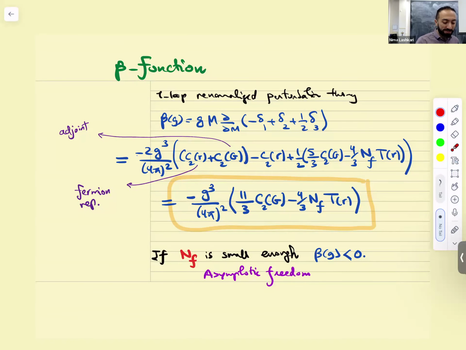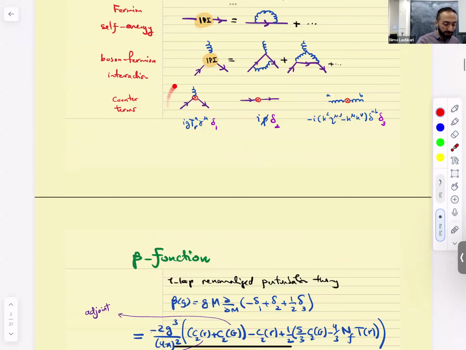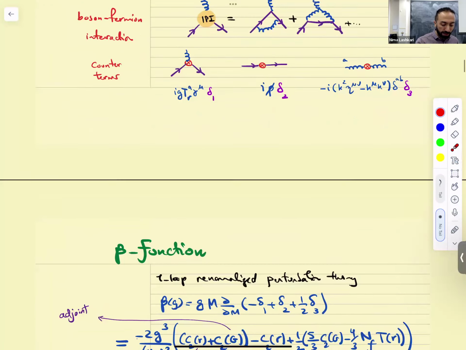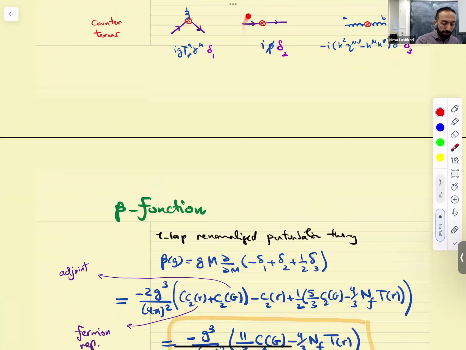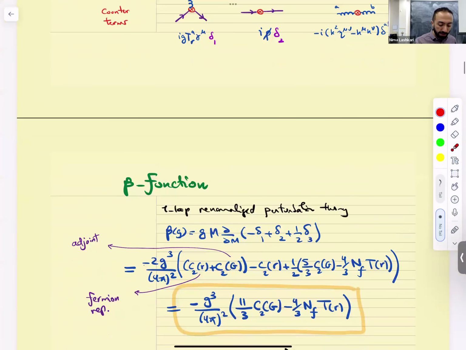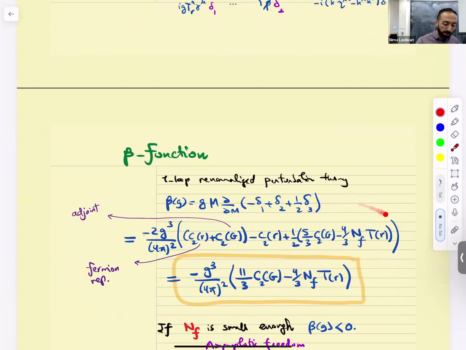Okay. So that's the vertex. Delta 1 is the vertex correction. And then C2 of R is the fermion propagator mass correction. And then here's the gauge boson propagator correction.